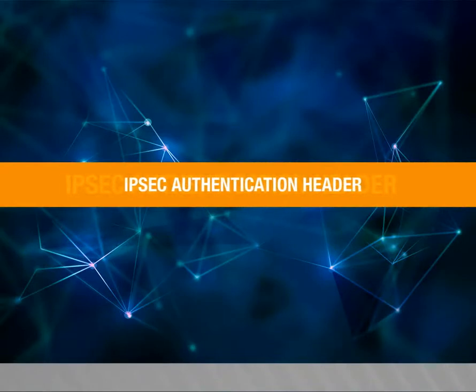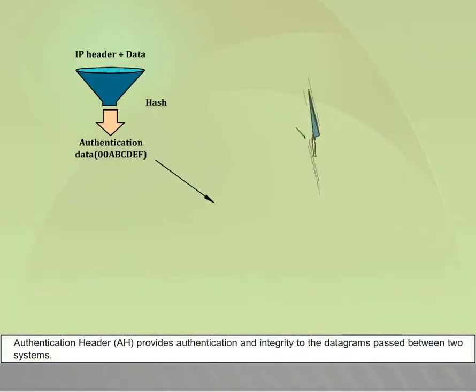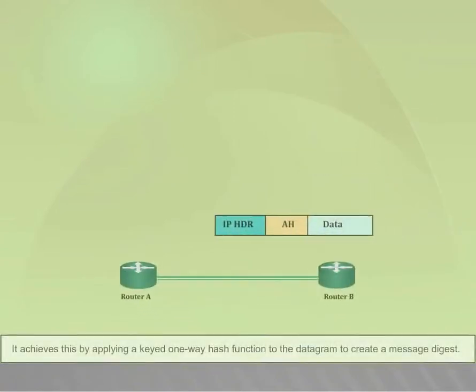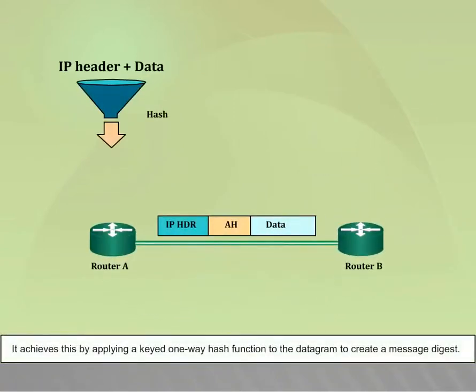IPsec authentication header. In this video, we are going to see about IPsec authentication header. Authentication header AH provides authentication and integrity to the datagrams passed between two systems. It achieves this by applying a keyed one-way hash function to the datagram to create a message digest.